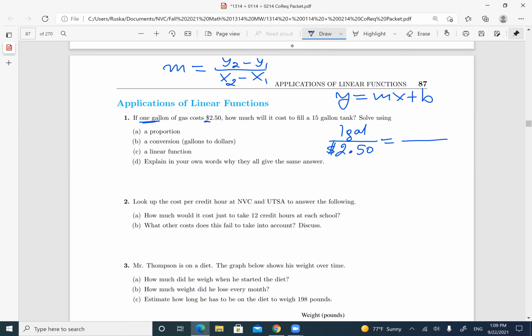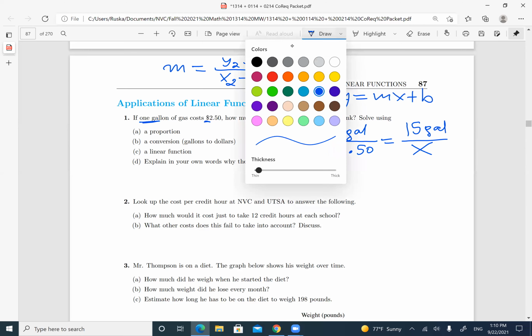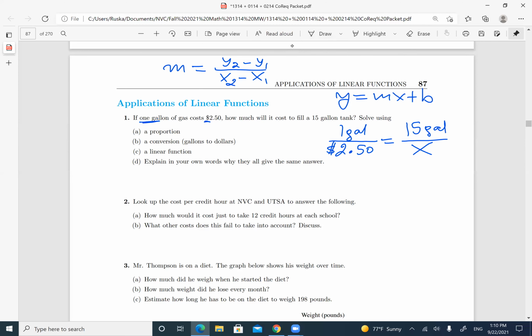So how much will it cost to fill 15 gallons of tank? So 15 gallons is going to go in the top. And they're asking how much it's going to cost, so it's going to be X in the bottom. So this is the proportion I set up. And how do you solve it? You cross multiply. You multiply the two numbers across, and you technically divide by the number across from X. But in this case, it's 1, so just multiply those two, and it's going to give me the X.